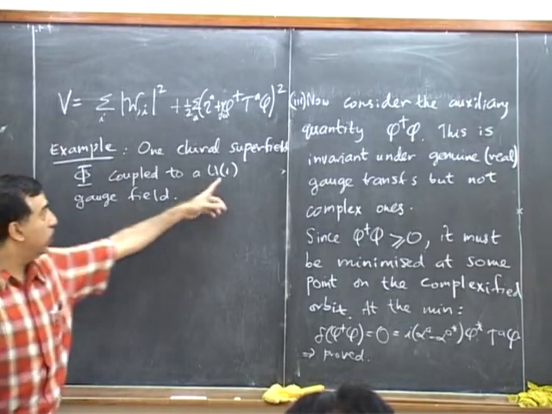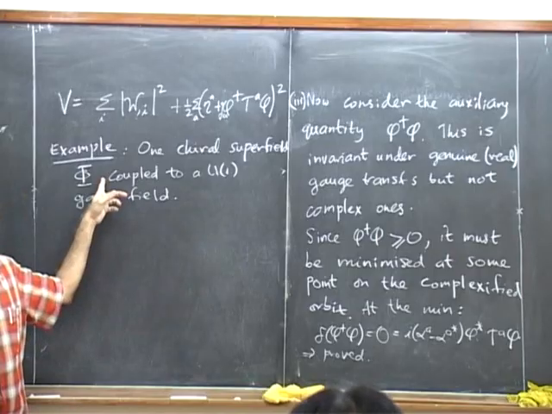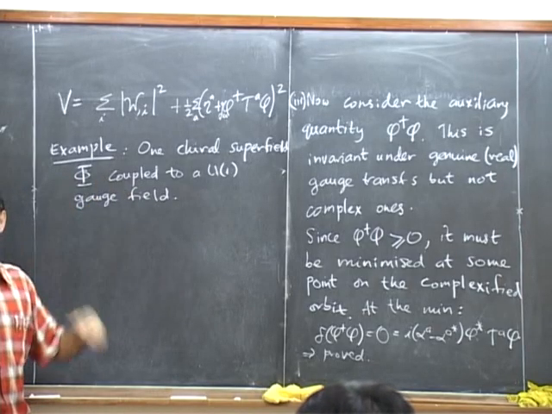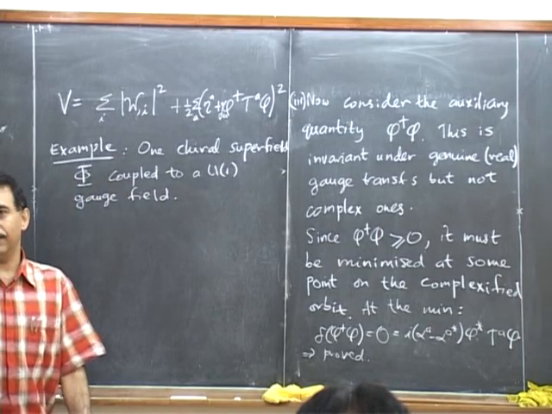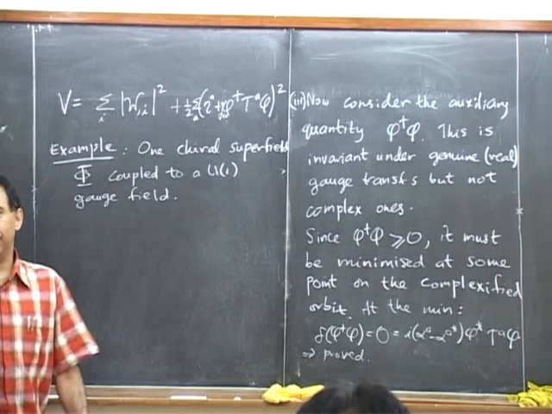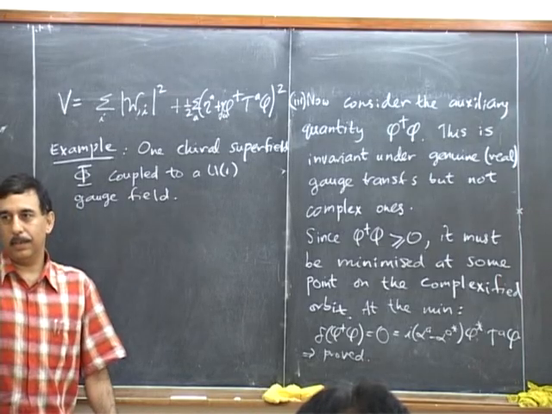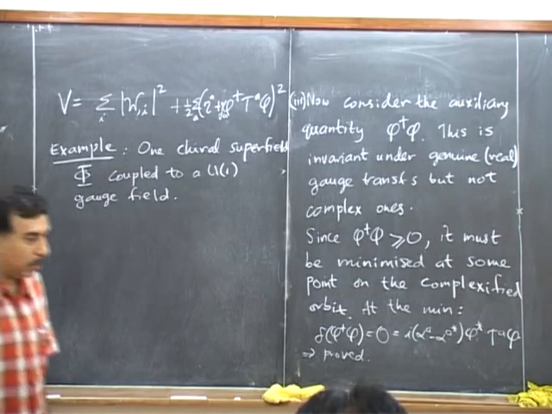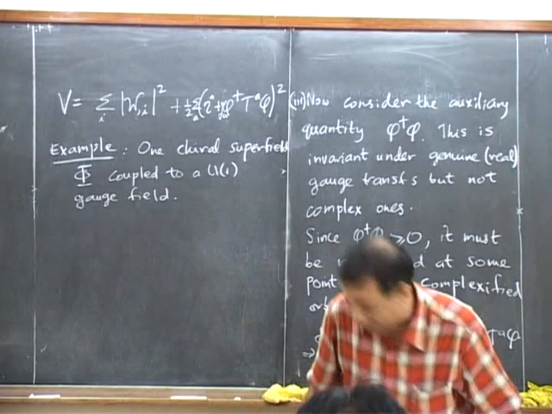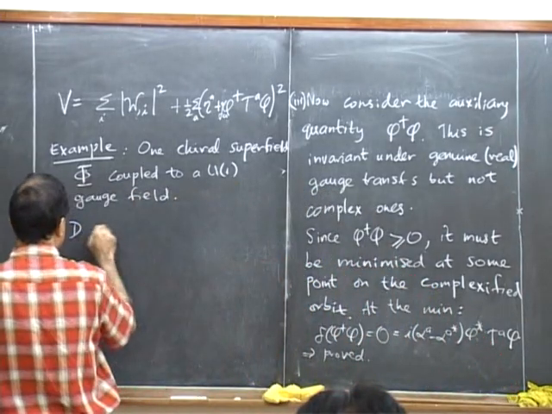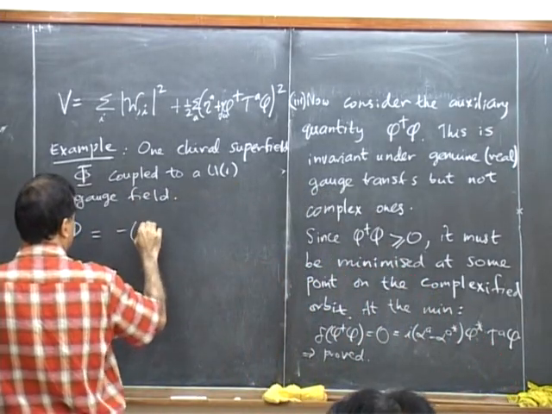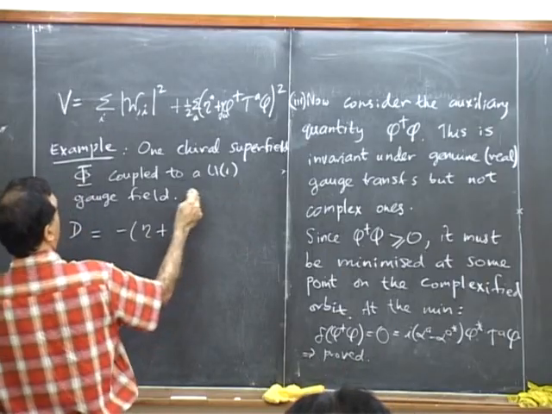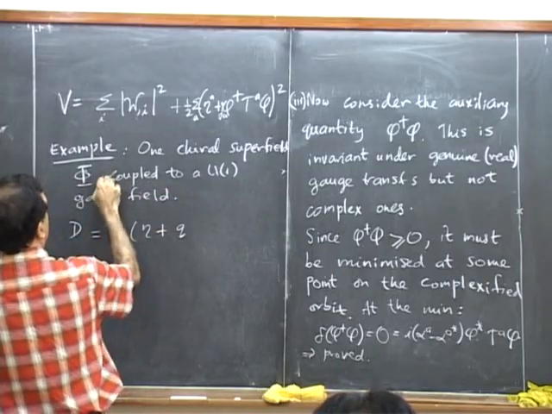Now, if phi is coupled to a U1 gauge field, that means it's charged. If it's charged, then there's no superpotential we can write down, not even a mass term. Right? Usual story. But we can have a D term, and in fact the D term is very easy to figure out what it is. D is just minus of eta plus Q, so coupled to A of charge Q.